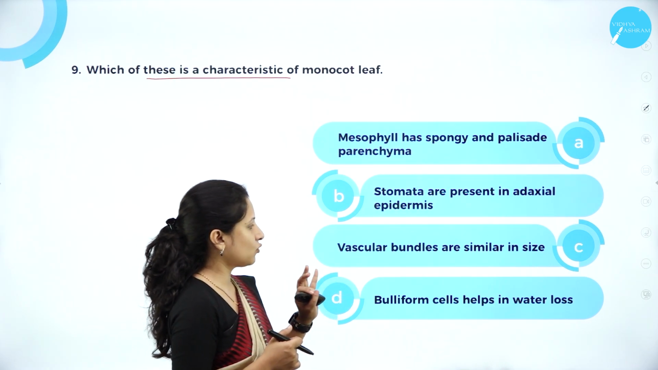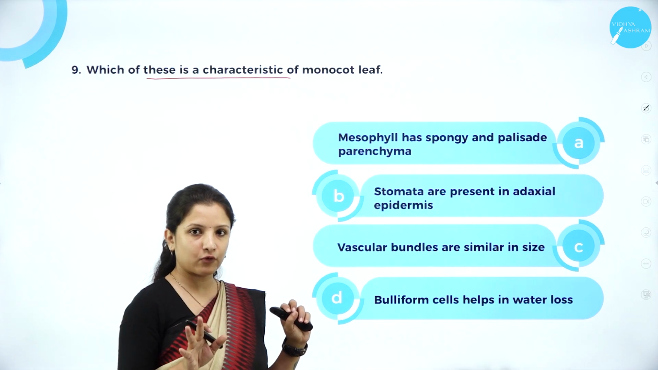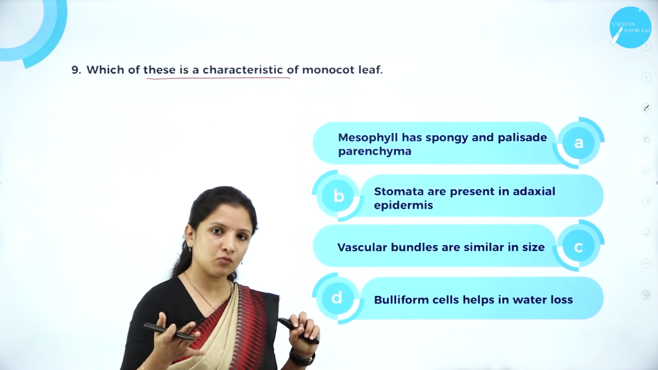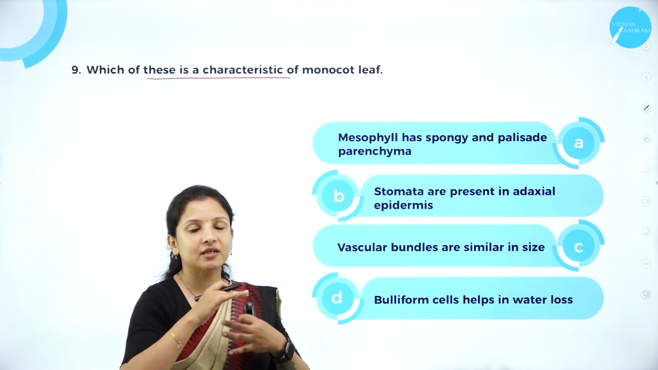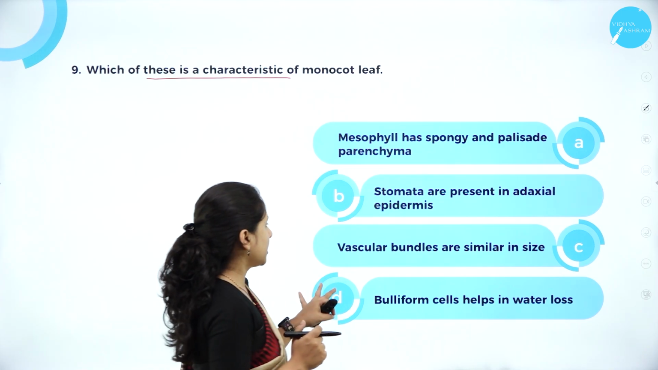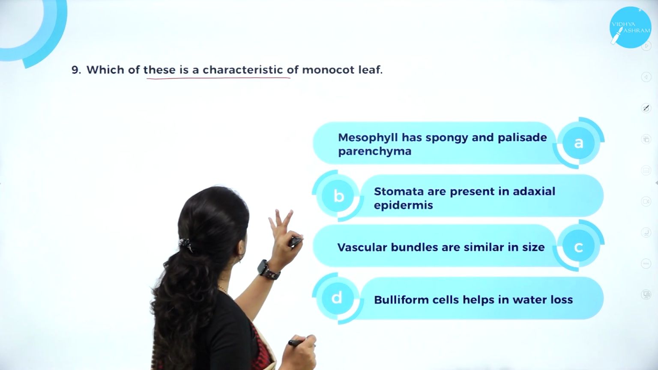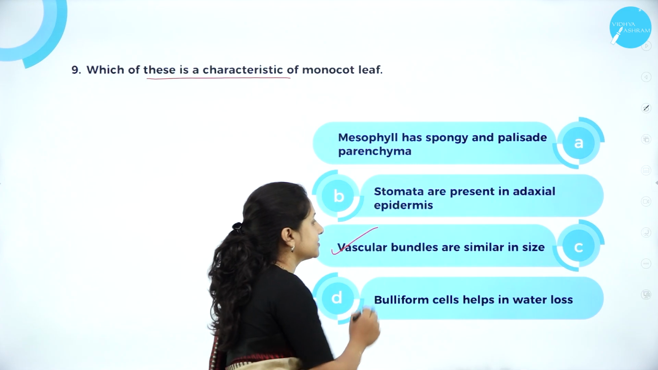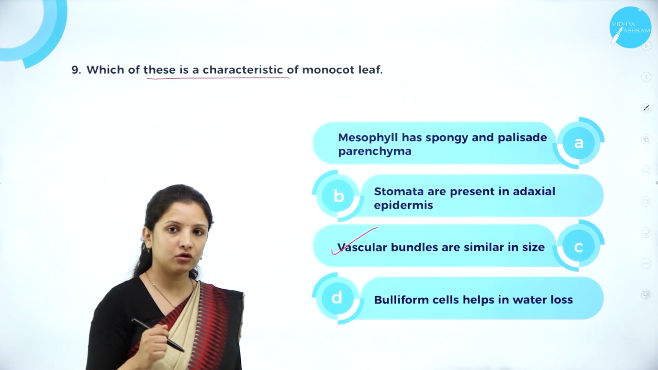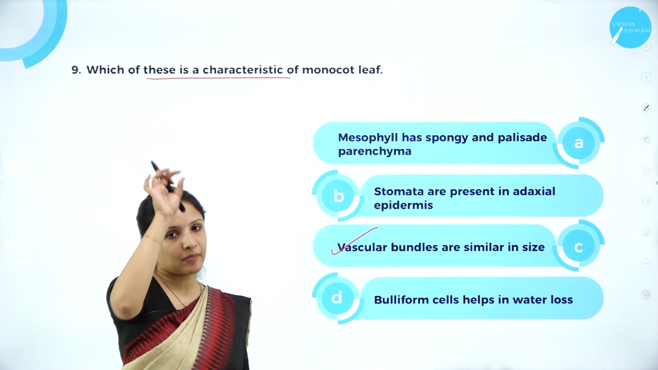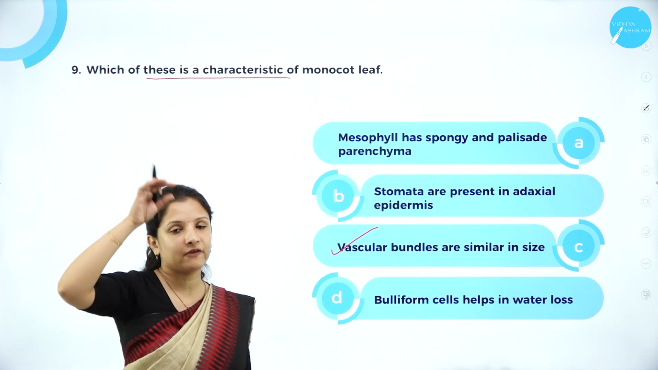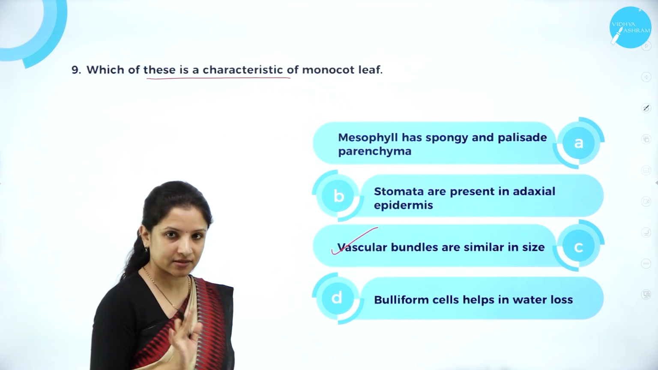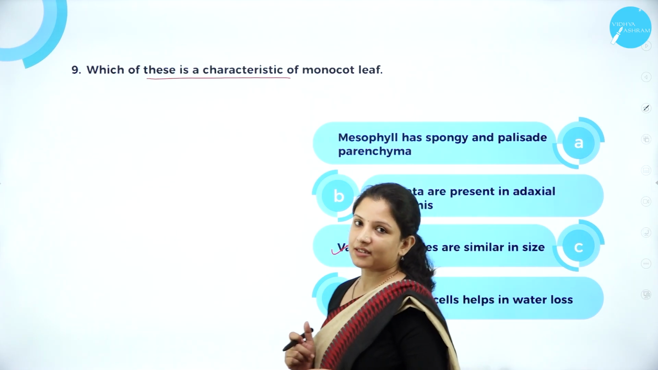Bulliform cells help in water loss. Now, bulliform cells do not help in water loss, but when there is water loss occurring, to prevent further water loss, they become flaccid resulting in curling of the leaf. So, the characteristic that is correct here is vascular bundles are similar in size, because in monocots, the entire leaf has parallel venation wherein all the veins are of equal size, therefore resulting in equal size vascular bundles. So option C is the right answer here.